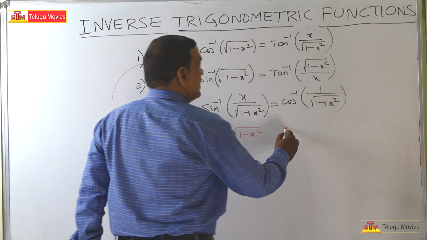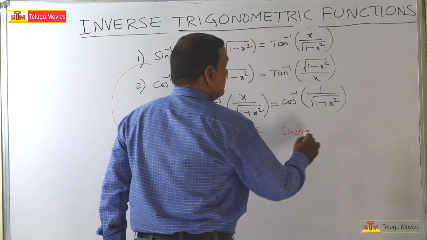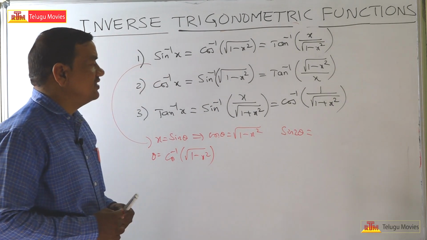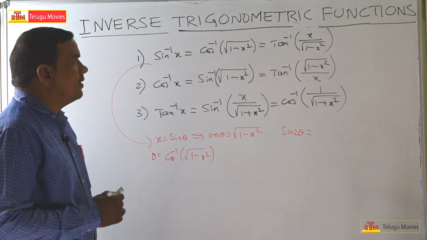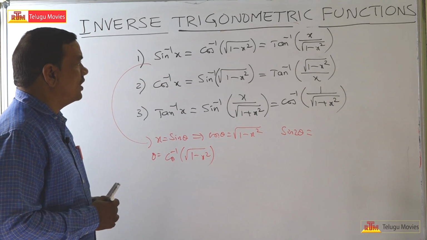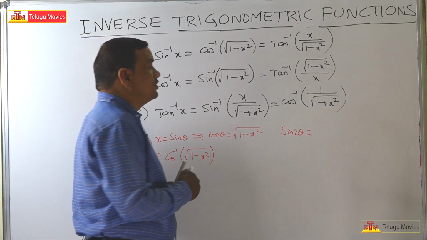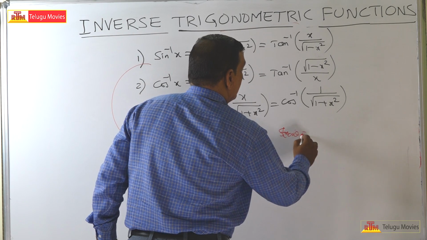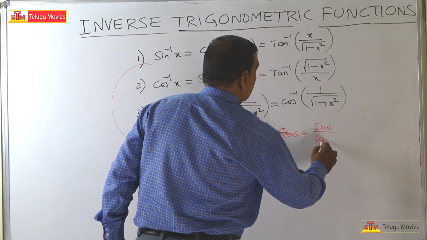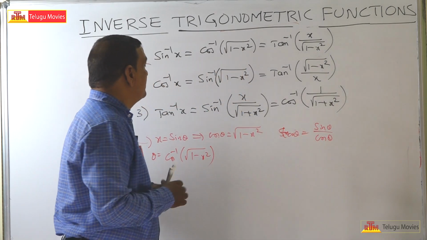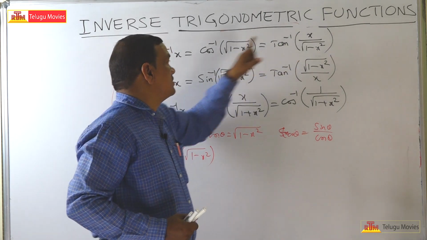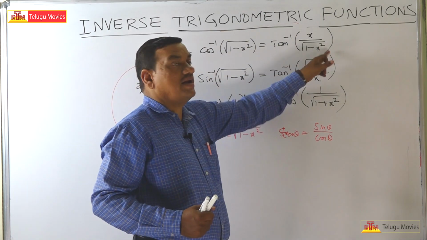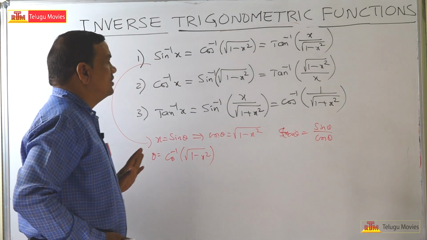So there also we know sin 2 theta in terms of tan theta. What is it equal to? Tan theta is equal to sin theta by cos theta. So here sin theta by cos theta means x by root of 1 minus x square. So that is an easy one.